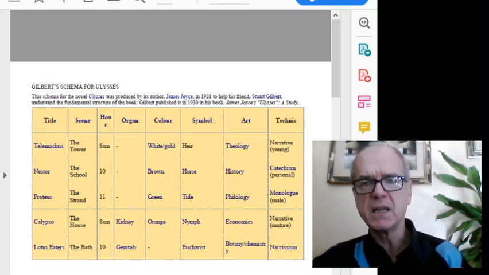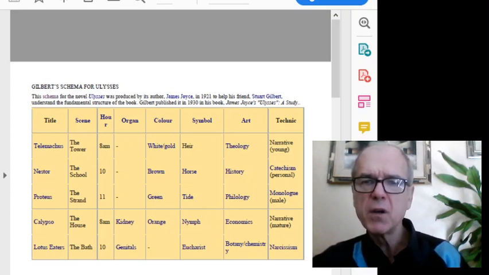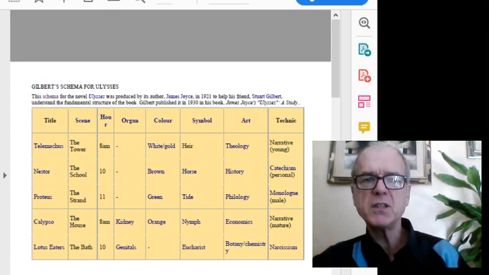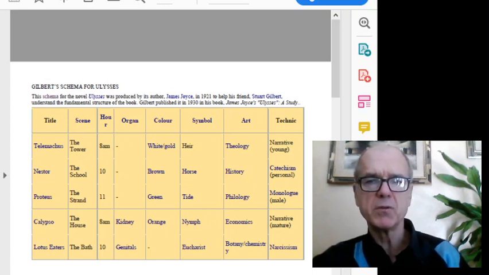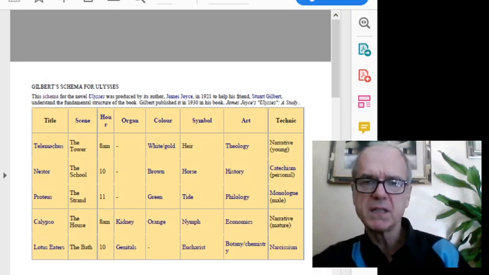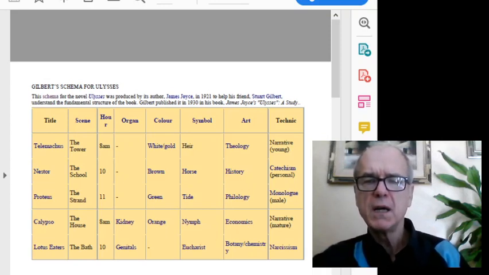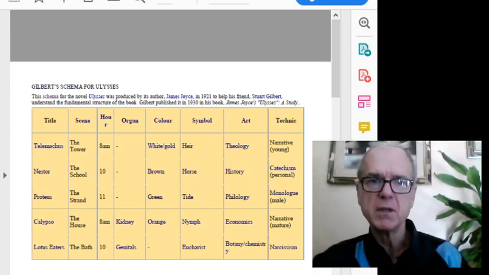And the narrative technique is important in some points and not always. I'll try to explain only the parts which are particularly interesting. The first three chapters, Telemachus, Nestor, and Proteus, the main character is Stephen Daedalus, and they correspond to the three chapters in the Odyssey where the main character was Telemachus, Ulysses' son, who went around Greece in order to find his father, but he couldn't.